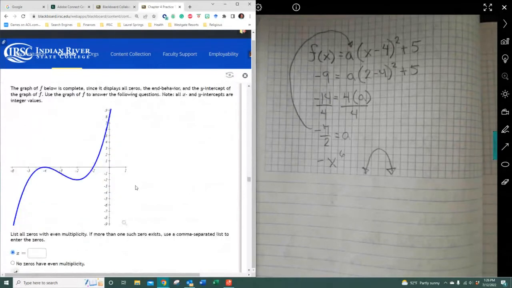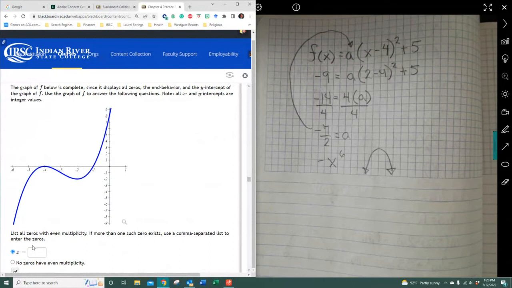Now 19 says the graph of f below is complete. Since it displays all zeros, the end behavior, and the y-intercept of the graph of f, use the graph of f to answer the following questions. List all zeros with even multiplicity. If more than one such zero exists, use a comma to separate the list to answer the zeros.